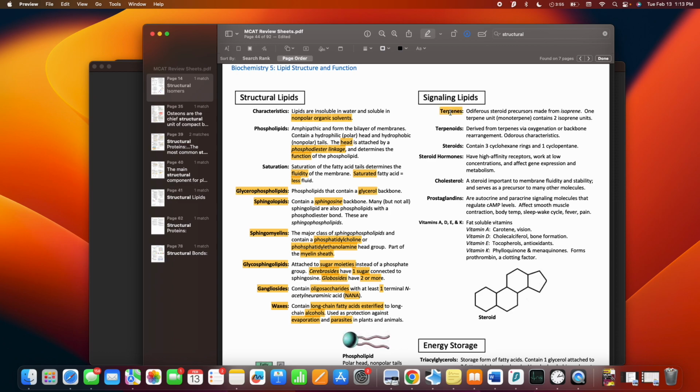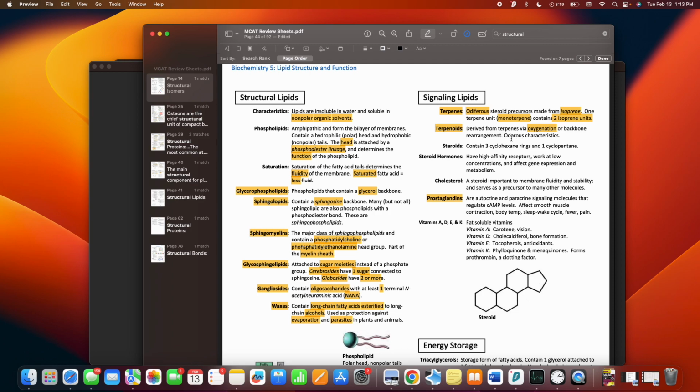We have terpenes, terpenoids, steroids, steroid hormones, prostaglandins. Terpenes are odiferous, they have odor. They are steroid precursors made from isoprene. One terpene unit, a monoterpene, contains two isoprene units. Terpenoids are derived from terpenes via oxygenation or backbone rearrangement.